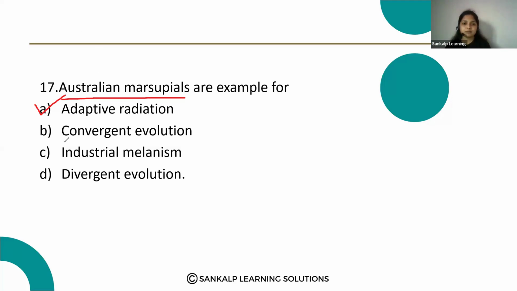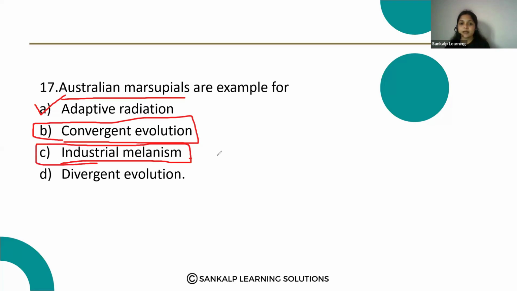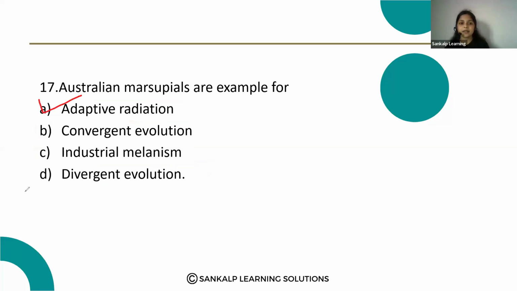Convergent evolution: analogous organs are the example for convergent evolution. Industrial melanism is the example of the moth. In England, after industrialization, the white moths' numbers decreased. That is industrial melanism. Divergent evolution means homologous organs, which have similar anatomy but perform different functions. Here the correct answer is adaptive radiation.